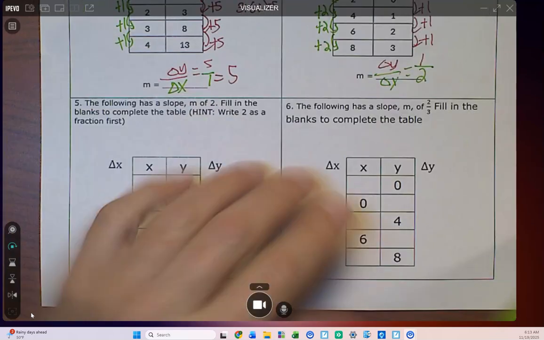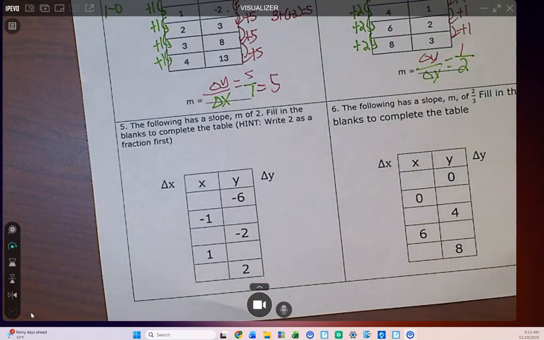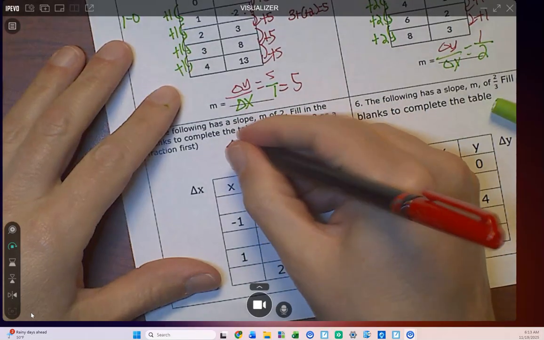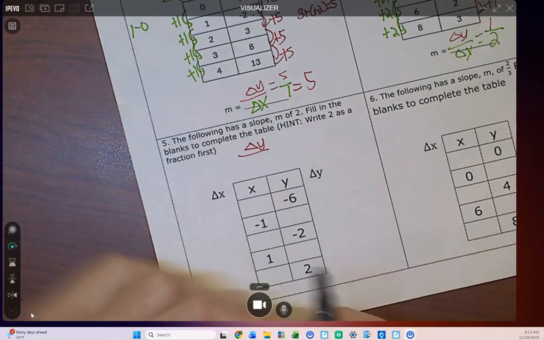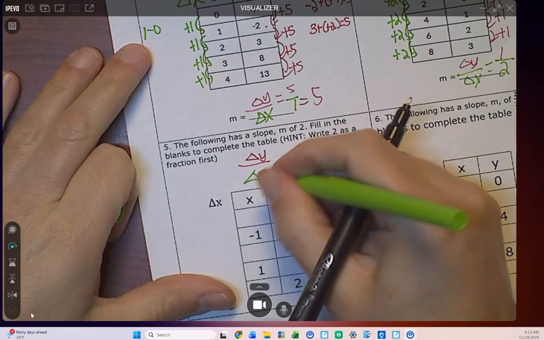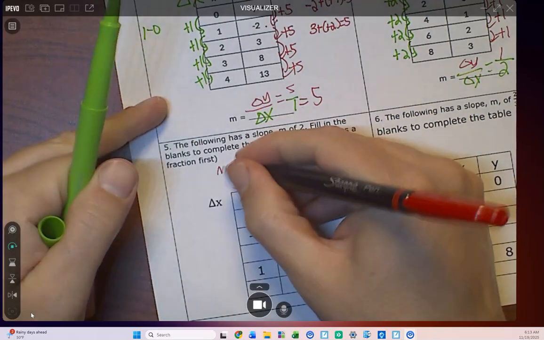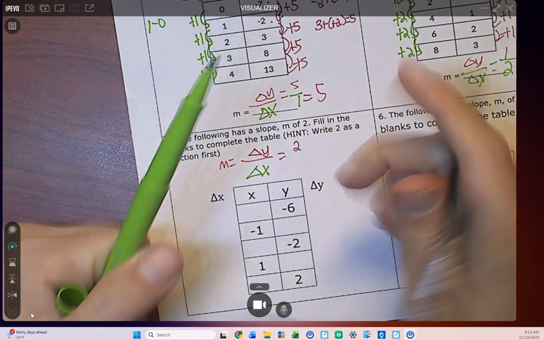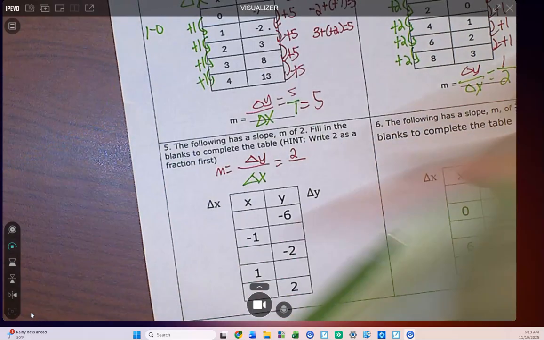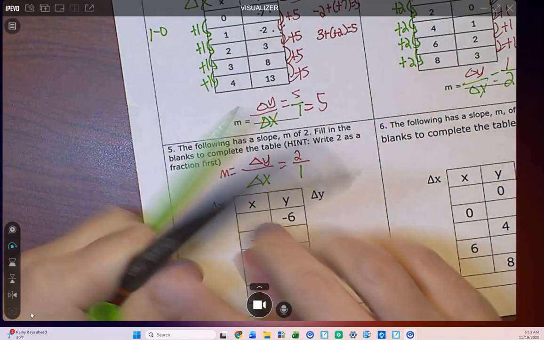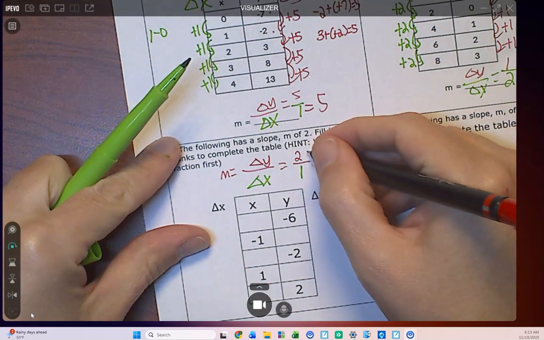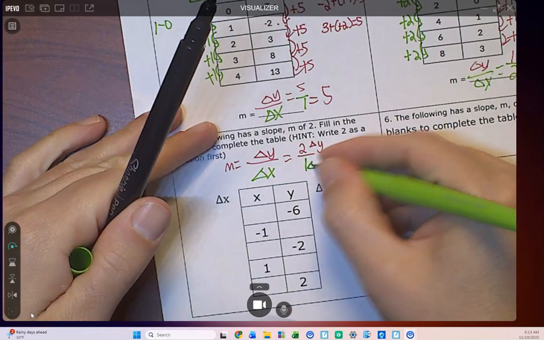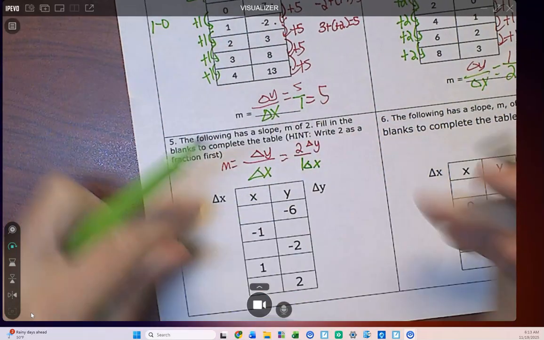Okay, to do the next question, it says the following has a slope of 2. So remember, it's change in y over change in x. That's what slope is, or mountain. And so this would be like 2 over 1. So the y's, that's my change in y. 1 is my change in x.